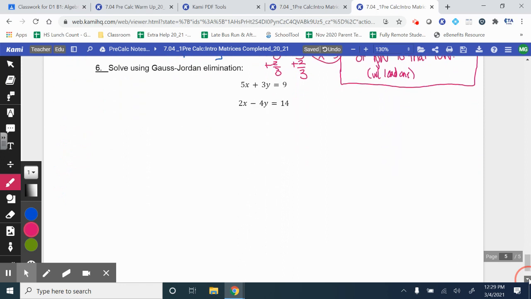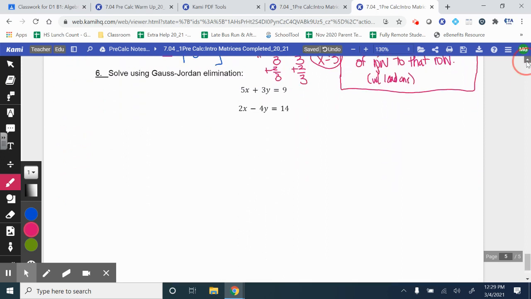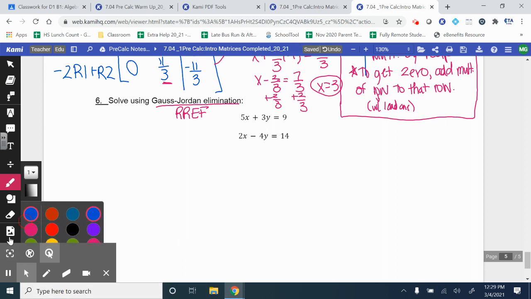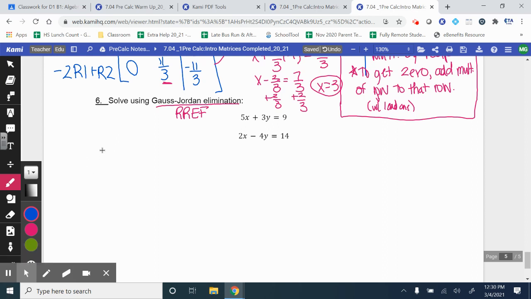Now we're going to do it using Gauss-Jordan elimination, which means we want to put it into reduced row echelon form. And this is the way that we're going to focus most of ours on. So it's a little bit more using matrices instead of the back substitution. So same beginning steps. First we're going to rewrite it as our augmented matrix: 5, 3, 9, 2, negative 4, 14.